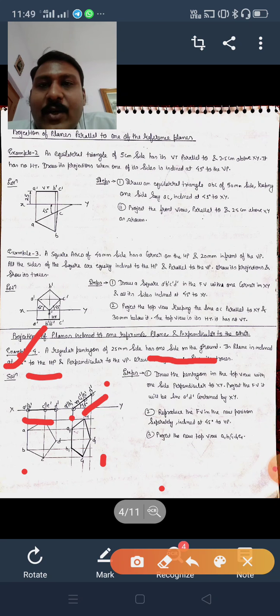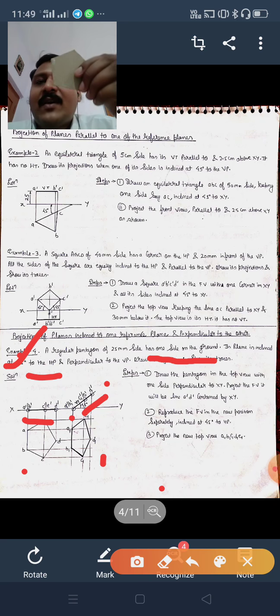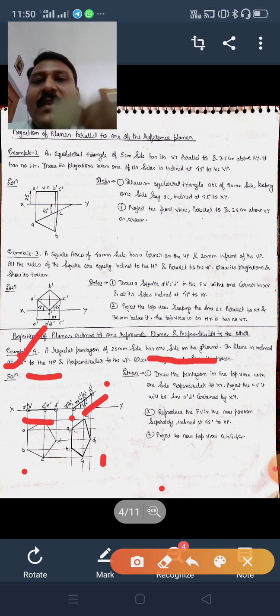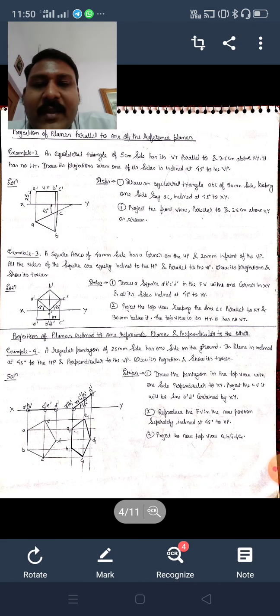The plane is inclined to HP. That's why we have drawn the object in the VP. And how do we have to draw the object? We have to get one side in the HP. That's why we kept the pentagon like this, so that when we project it, we will get this side in the HP. Okay. Now moving forward to the next question.